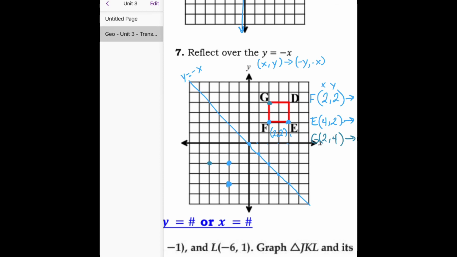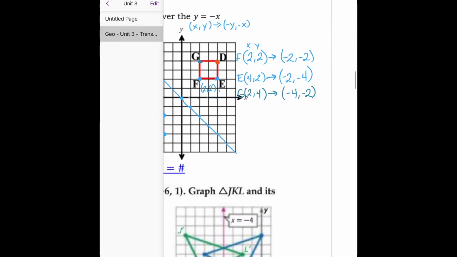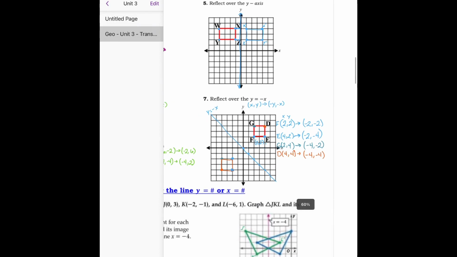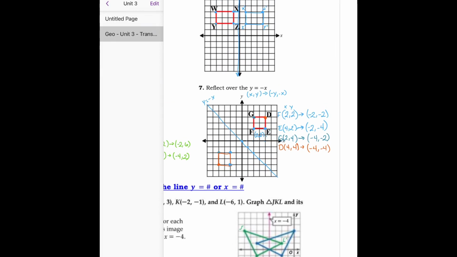And last one is point D. Now D is at 0, 4. That will become -4, -4. Bam, bam. Got a nice looking square. Cool.